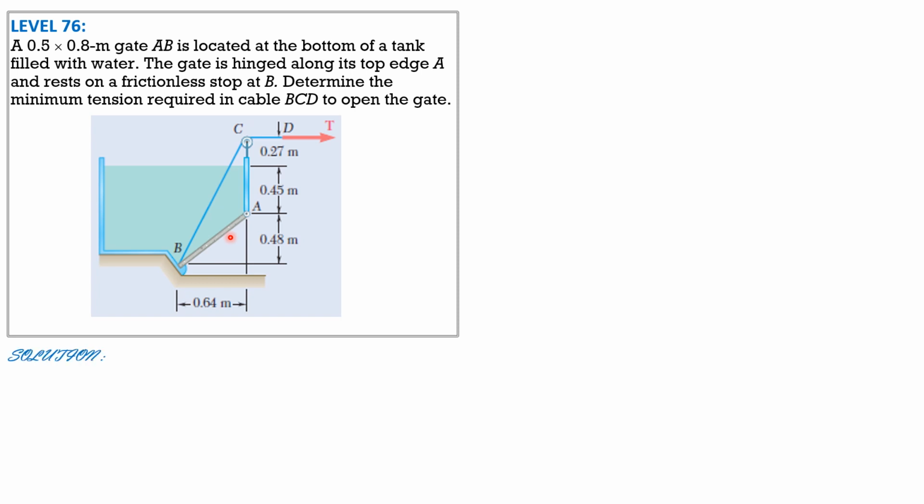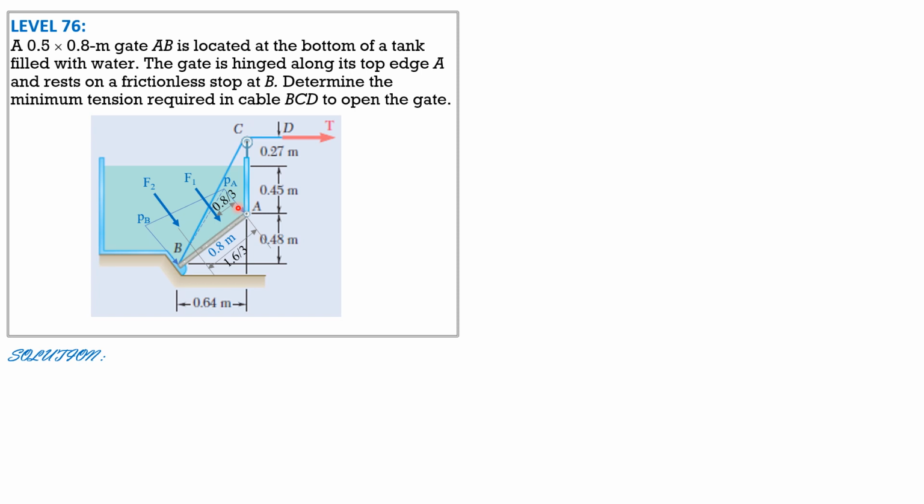So for the solution, let's have the pressure at A, pressure at B. Then we have the trapezoidal pressure diagram on the gate. Let's divide this into two parts as shown. And the length is 0.8. Let's call that F1, and the distance of F1 from A is 0.8 over 3. F2 distance from A is 2 times 0.8 over 3 or 1.6 over 3. Distance of F1 is 0.8 over 3.